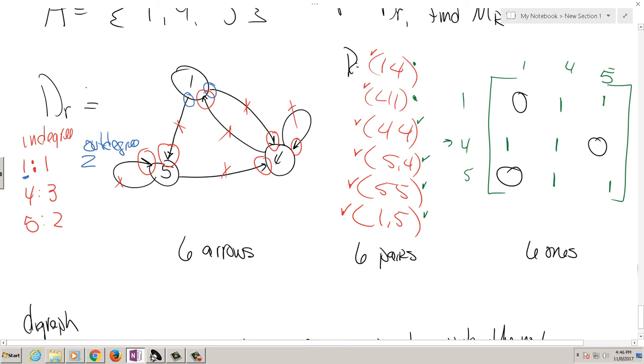The next one is 4. The out degree, I see something coming out here and here. That means the out degree of node 4 is going to be 2. The last one is 5. 1, 2. I see that there are 2 arrows coming out of 5, so its out degree is 2.